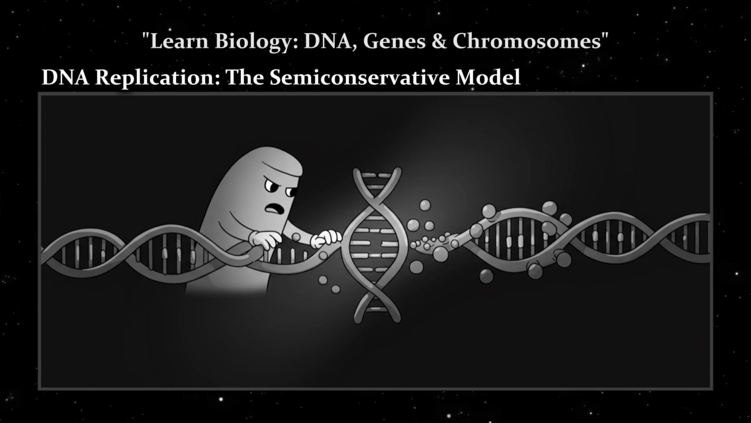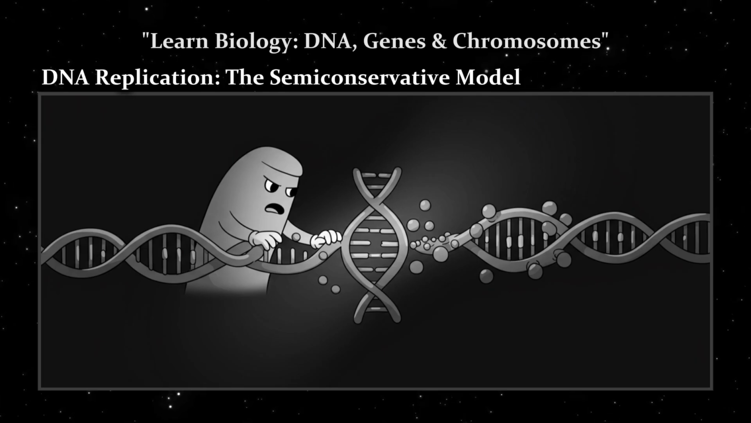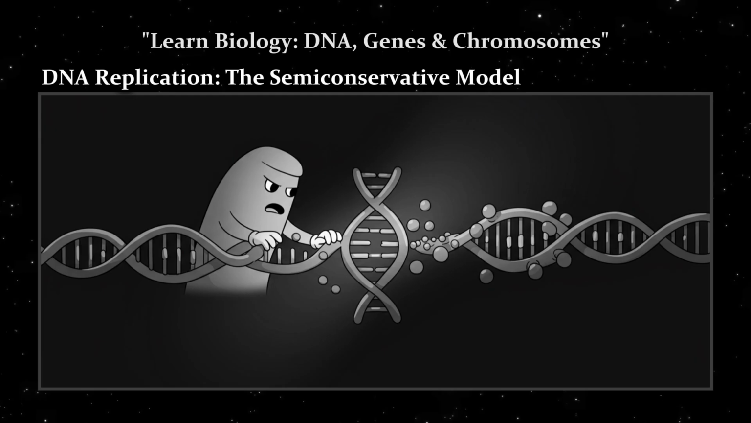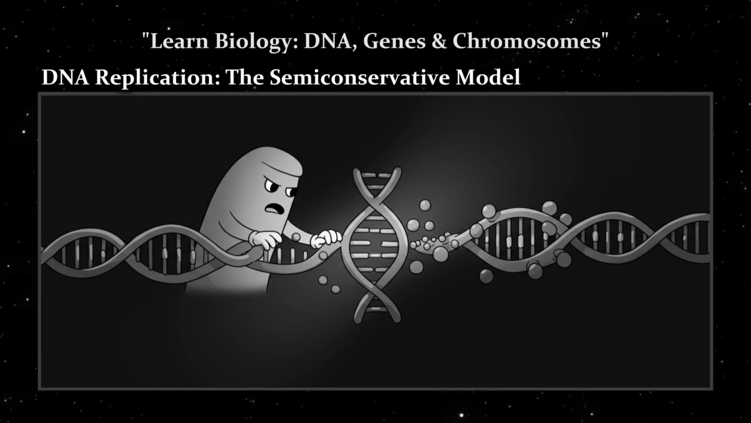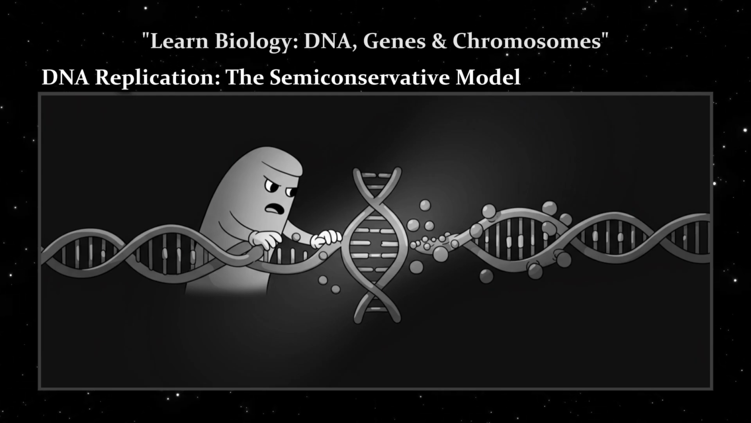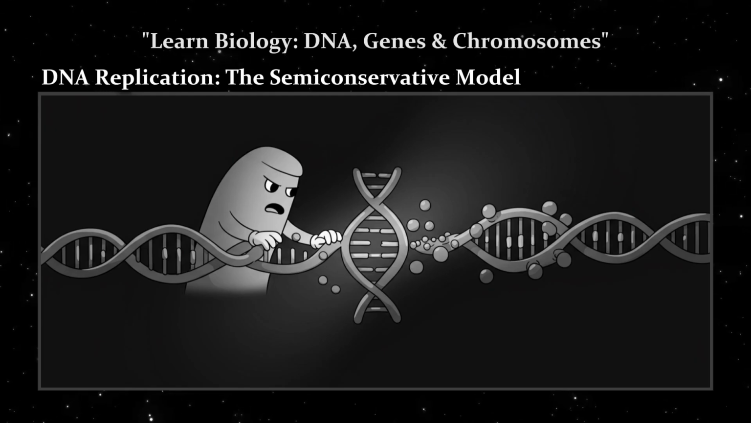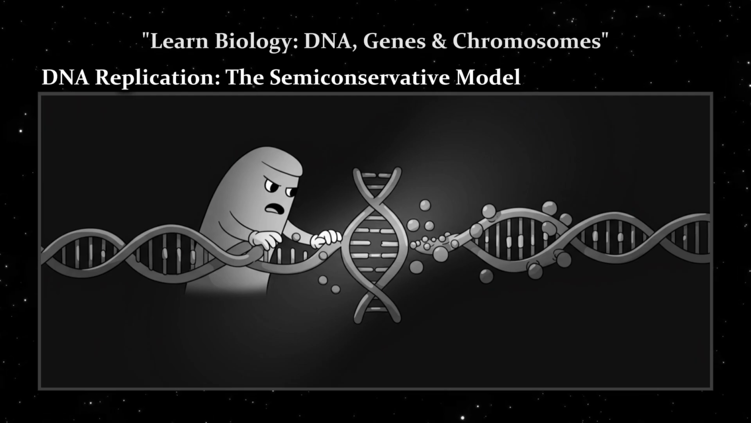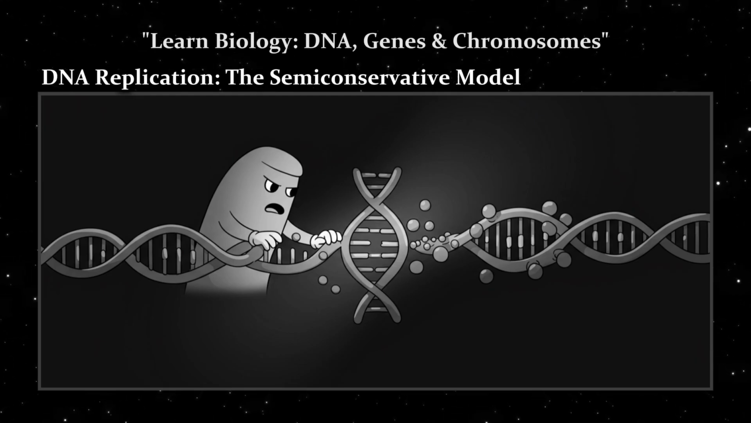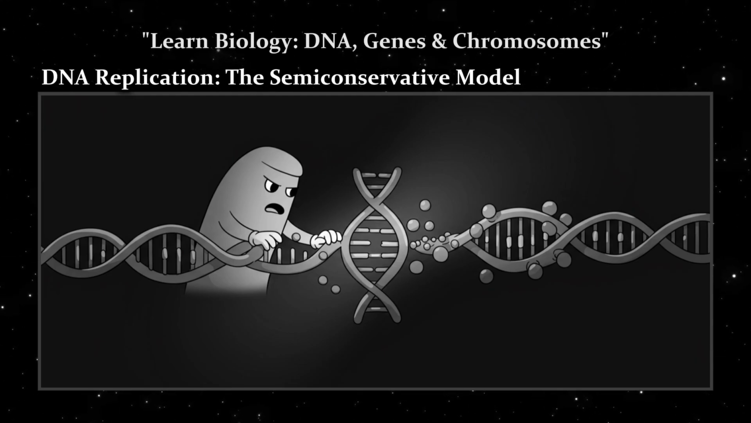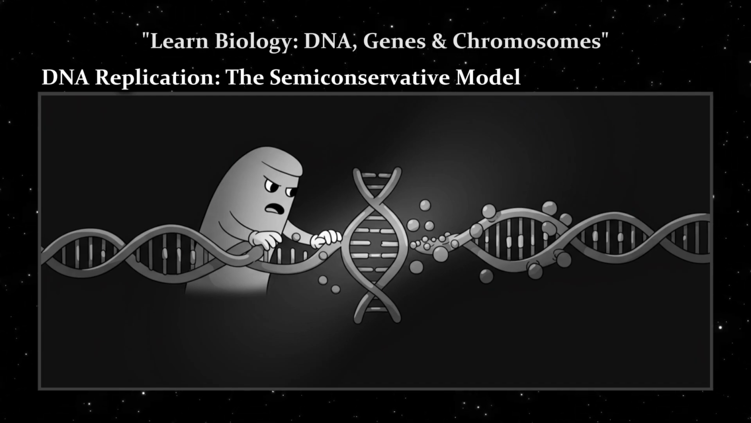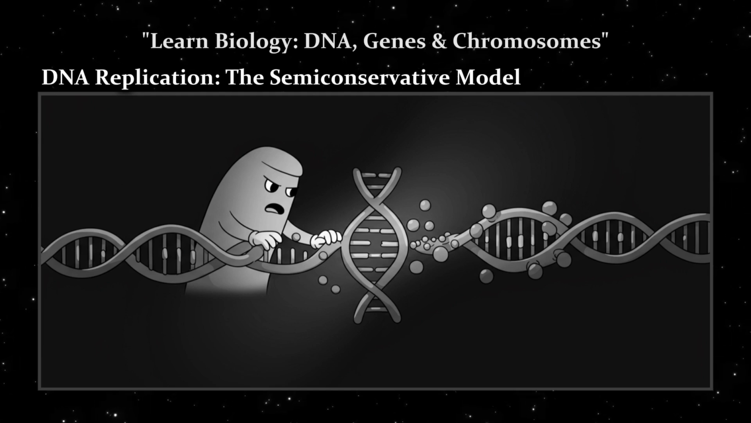Where there was once one double helix, there are now two. They are completely identical in their genetic sequence. And, critically, each of these two new molecules is a hybrid. Each one is composed of one old strand, the original template, and one new strand, freshly synthesized by the polymerase. This is the semi-conservative model. Half of the original molecule is saved, or conserved, in each of the two new copies.